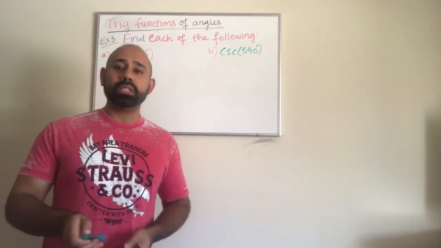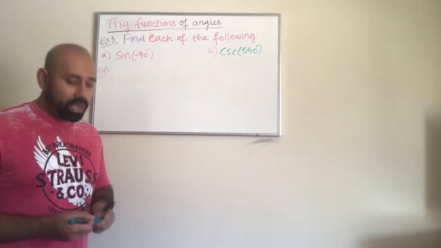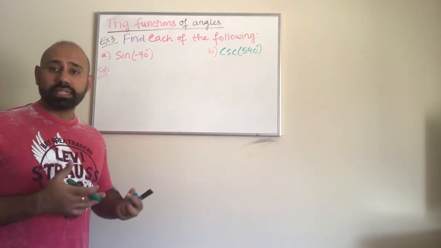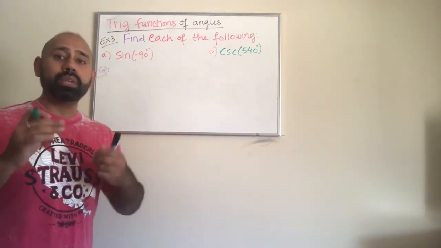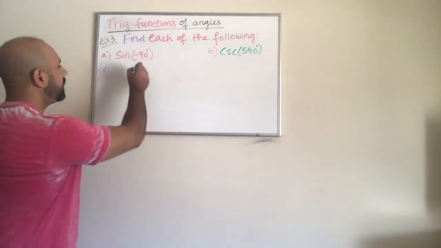So let us see how we do this without a calculator. First of all, we have to figure out sine of negative 90 degrees. So guys, as we have been doing in other examples, the first thing that we like to do here is draw a visual, and we like to draw this in an XY plane. So let me first start drawing that XY plane.